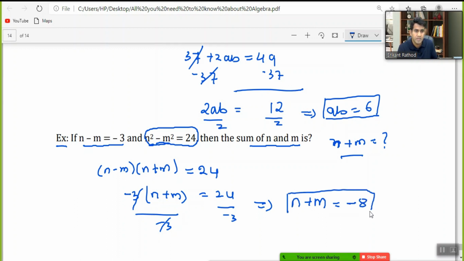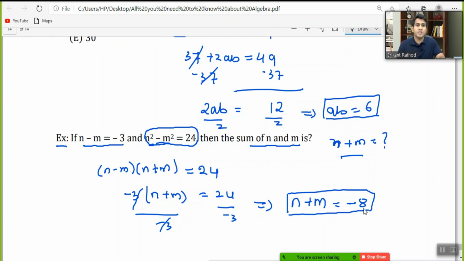Alright guys, this is the type of questions you may expect based on quadratic equations and the quadratic identities. That's it for today's class.